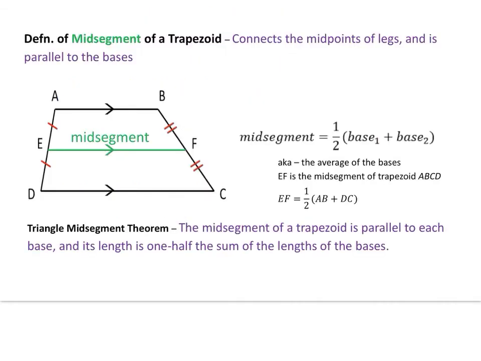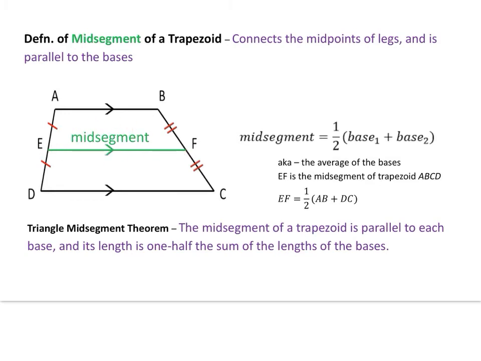Alright, next we have the definition of a mid-segment of a trapezoid. It connects the midpoints of legs and is parallel to the bases. So here's leg 1, leg 2. So the midpoint, which is E, and the midpoint, which is F, connect the midpoints, and this is called a mid-segment.